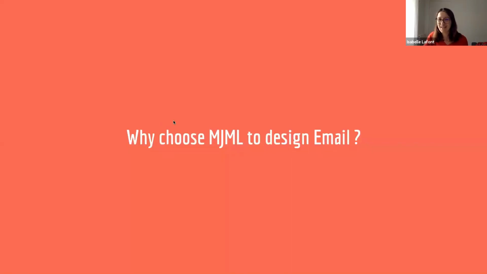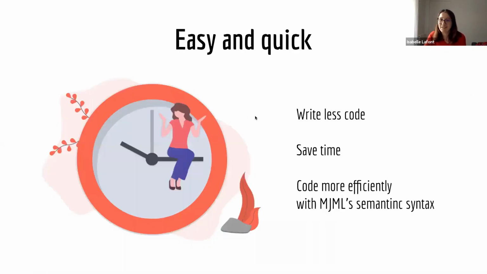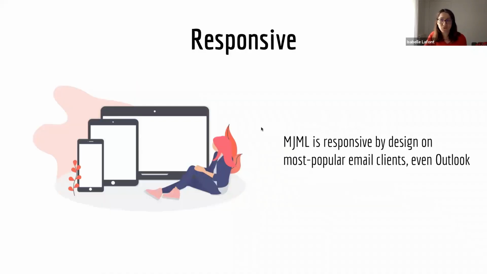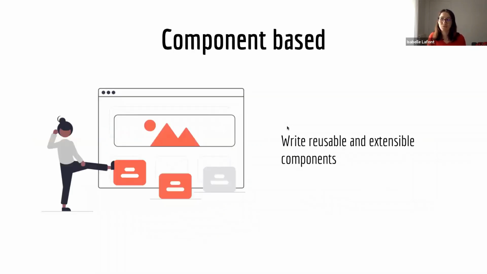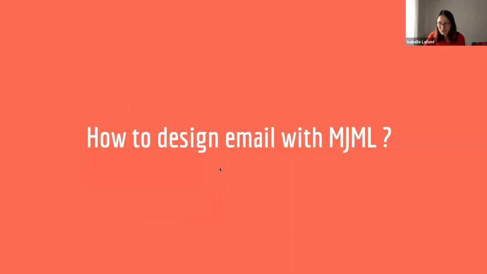So why choose MJML to design email? Well, it's easy and quick. So write less code, and you save time. It's responsive by design on most popular email clients, even Outlook. And it's component-based, so you can write reusable and extensible components. So it sounds perfect. So how to design email?